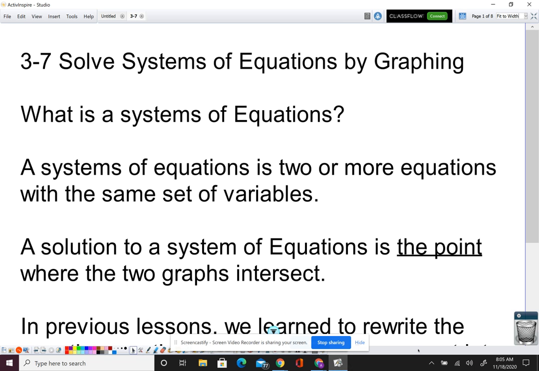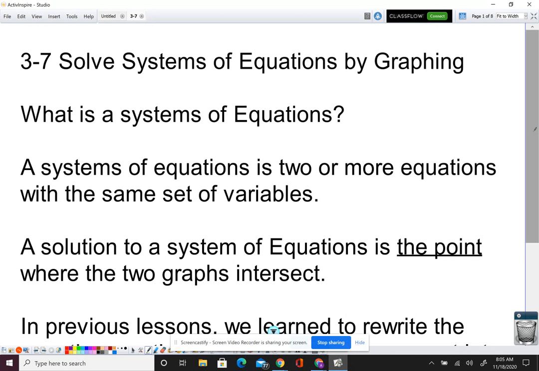Okay, so we are on lesson 3.7 finally. Yay! This goes back, so you've heard this lesson before. But 3.7, solving systems of equations by graphing. I'm going to add some stuff into it because there's a tool that's online that you guys can use for some of the problems, and I want to show you that.